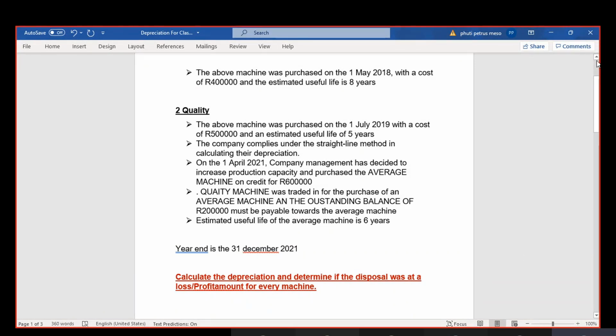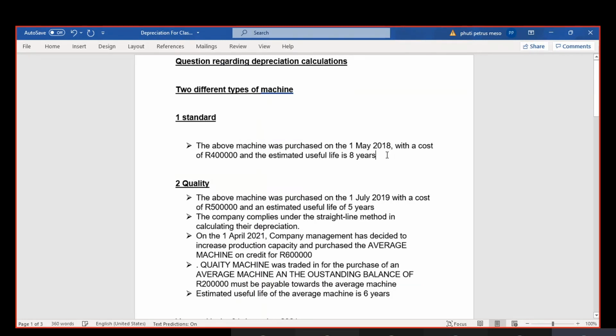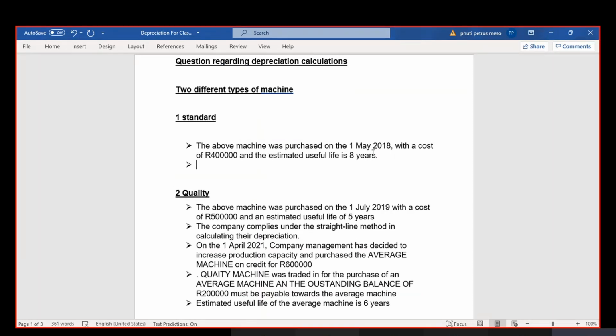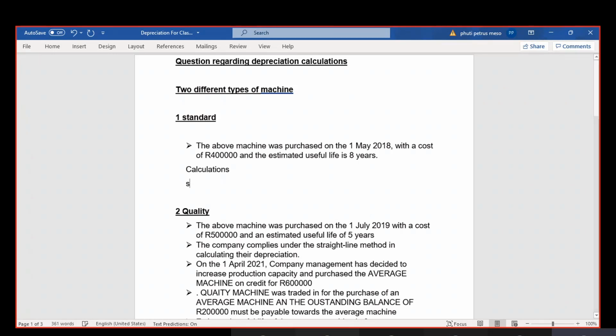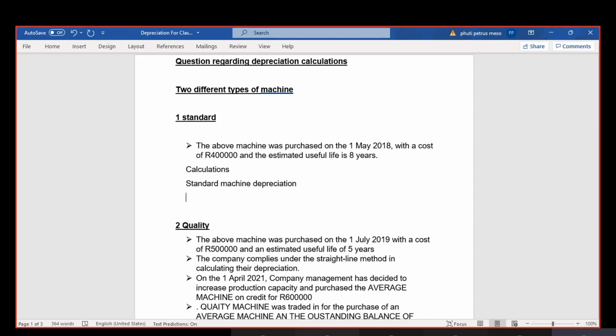Okay, so I'd like you guys to actually work with me. Obviously, I'm going to need you if you are having a problem. Let me just see calculations. All right, let's have a look at how you can calculate your standard machine depreciation. Okay. All right, when you approach this kind of question, what do you do usually?